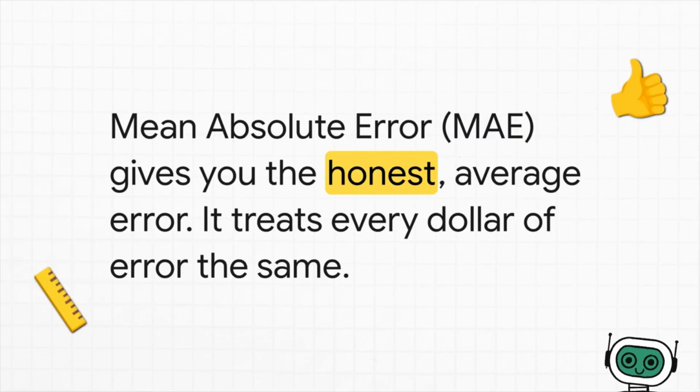First up is the tape measure, or mean absolute error, MAE. This one is as straightforward as it gets. It takes every error, ignores whether it's positive or negative, and just calculates the average. The final number tells you, on average, our model is off by this much. It's simple, honest, and treats every dollar of error exactly the same.